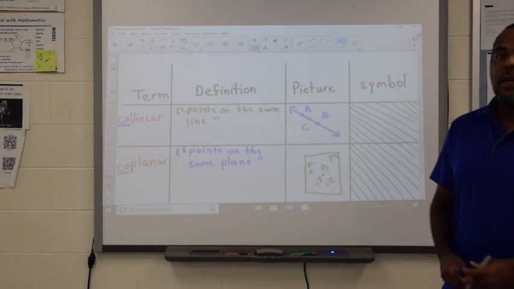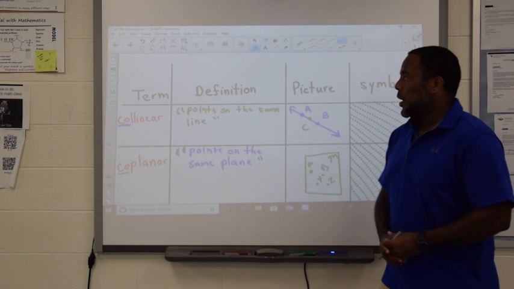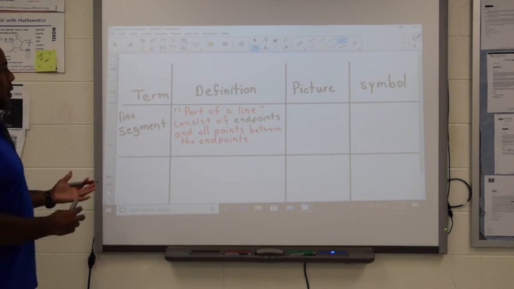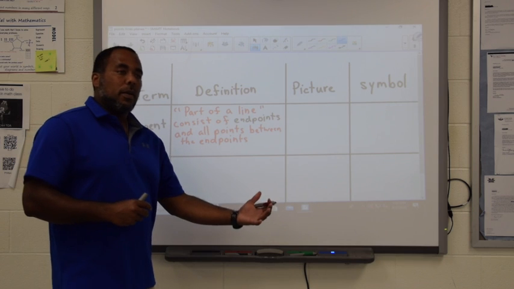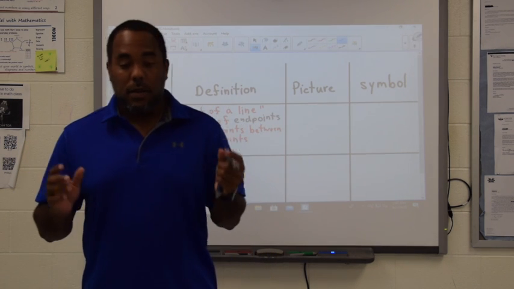Points on the same plane would be our definition for coplanar. And that's what you're looking at here. Now that you've looked at collinear and coplanar, we want to go back to that part that's talking about segments.